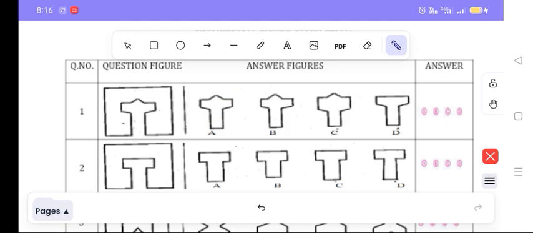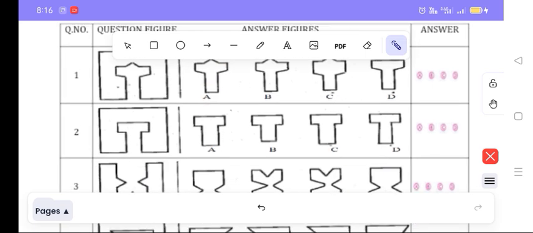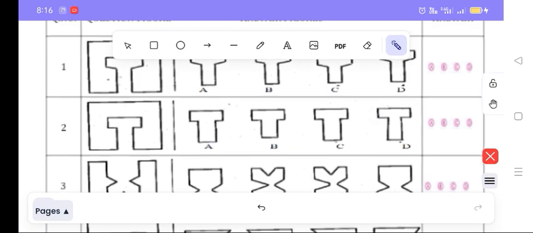We are shading A. Now let us check and find out the answer for question number 2. In question number 2, again a square shape is taken and a T shape has been cut out. Now let us find out where that T shape is. When you look at the first option, they may look the same. Every part and every line looks the same.